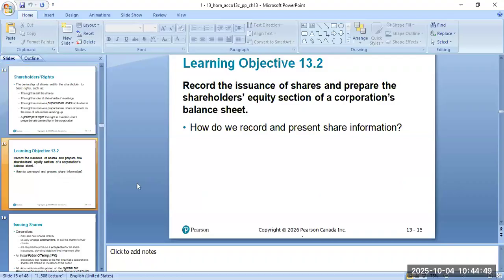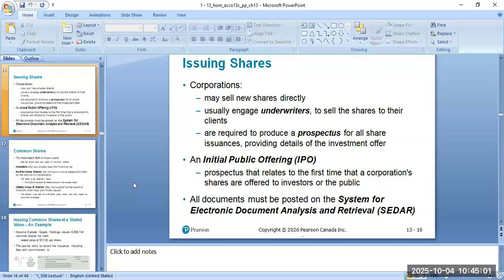Let's see the record of the issuance of the shares and the presentation of the shareholders' equity section of the corporation on the balance sheet. Now, issuing the shares.